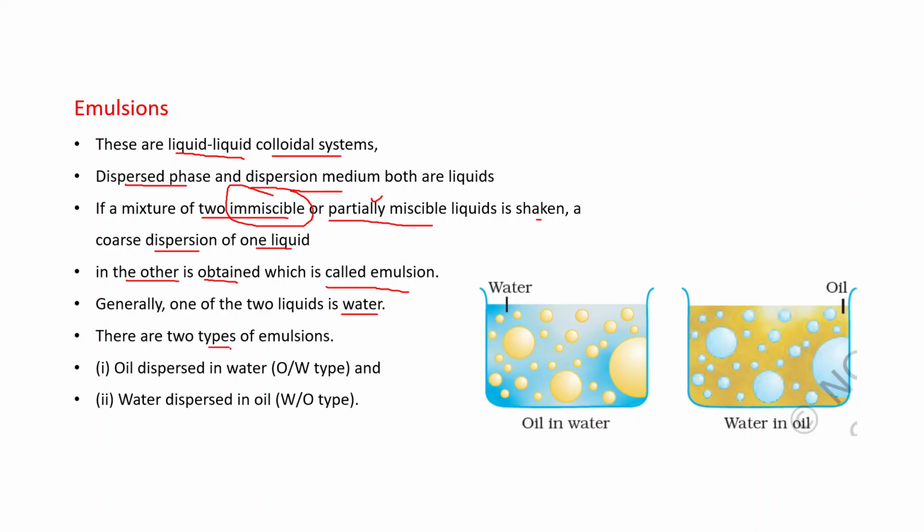And these are of two types. One is oil dispersed in water, which is called O/W type, and water dispersed in oil, which is called W/O type. In this diagram, you can see this is oil in water and this is water in oil. Clear?